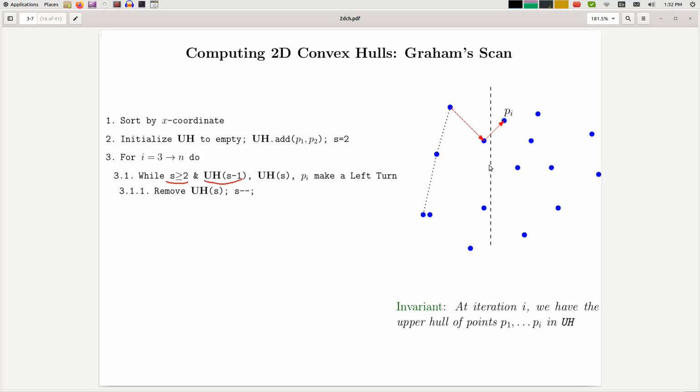And at the end of this iteration, we can add pi to the list and increase the size of the upper hull by 1. And so that's it. That's the Graham scan. The only thing left to do, well, the correctness of this algorithm is more or less obvious because we are maintaining the invariant.